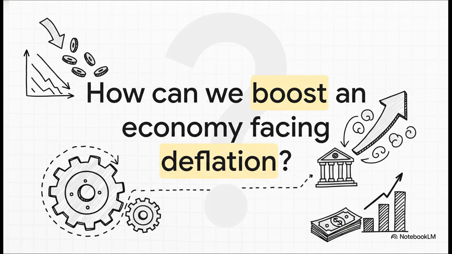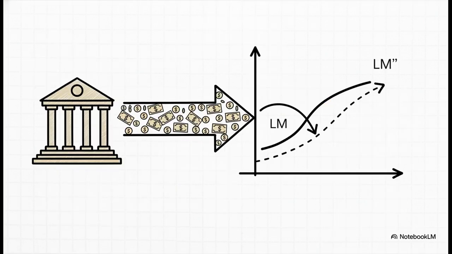Imagine the economy's in a slump. Prices are actually falling, that's deflation, and everything feels sluggish. Growth is grinding to a halt. What can the central bank do? How can they use this tool, monetary policy, to get the engine running again? Well, the answer is pretty straightforward. They inject more money into the system. It's called expansionary monetary policy. And in our model, on our dashboard, this action shows up as a shift in that LM curve.